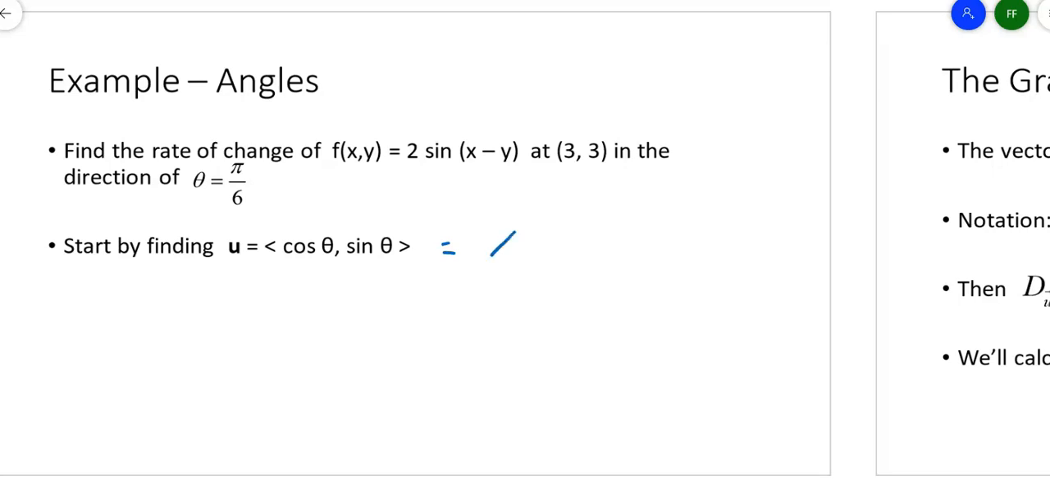In terms of pi over 6, the cosine of pi over 6, go back to unit circle trig. Square root of 3 over 2. The sine is equal to 1/2. Is that a unit vector? Sure. 3/4 plus 1/4 is 4/4, which is 1. It would make sense since these things are part of the unit circle. Unit circle has a radius of 1, so there we go.